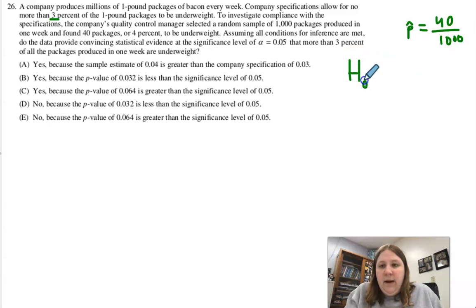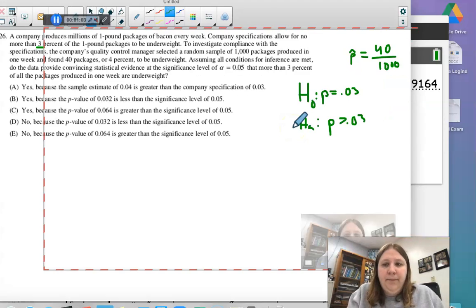So if you think about their hypotheses, the null is that the proportion underweight is equal to 3%, and the alternative is that the proportion underweight is greater than 3%. They want to use this sample to determine that. The sample did get 4%, but just because that's from a sample, is that different enough from 3% for us to say confidently that yes, of all of the packages, not just of that sample.